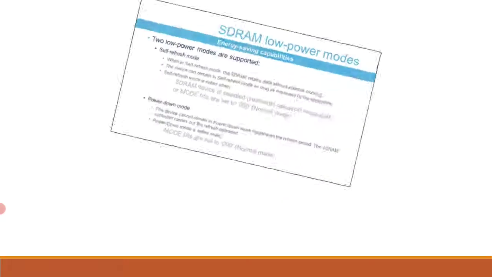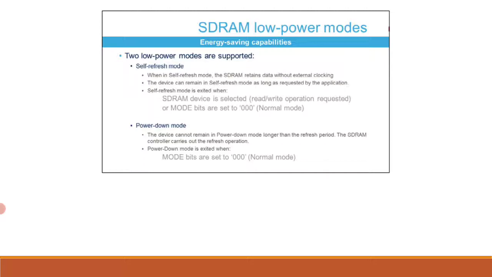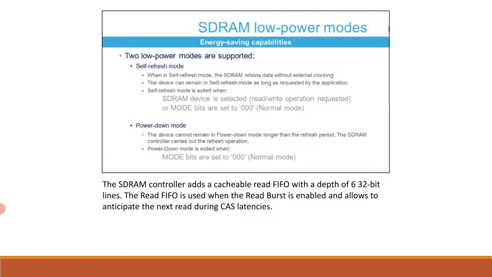So the SDRAM controller adds a cacheable read FIFO, first in first out, with a depth of 6 32-bit lines. The read FIFO is used when the read burst is enabled and allows to anticipate the next read during the CAS latencies. You can quickly note down the point. Anyways, I'm typing it here, the SDRAM controller.